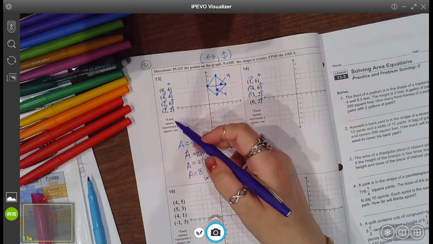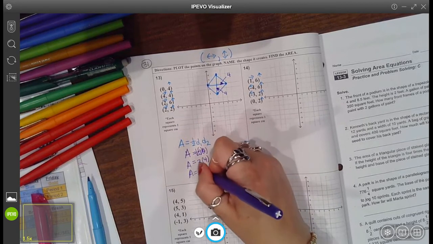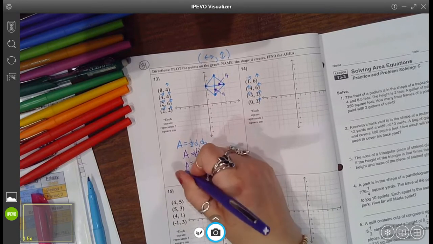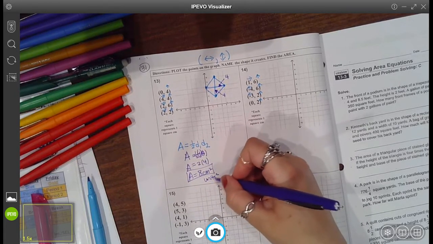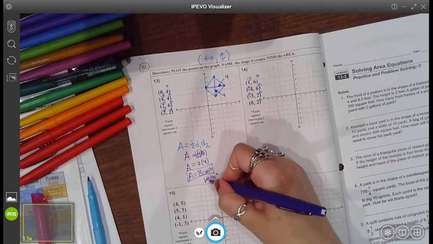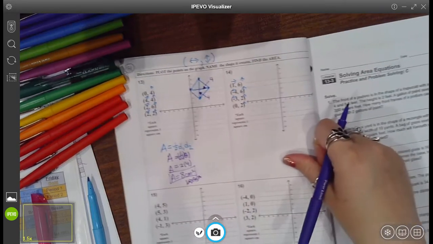But they told me, hey, each square represents 1 square centimeter. So put centimeters squared. But again, if they didn't specify what it was in, then you would just write the word units if they don't give you a specific unit.